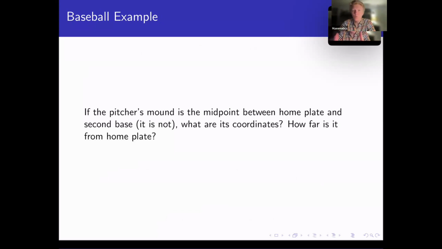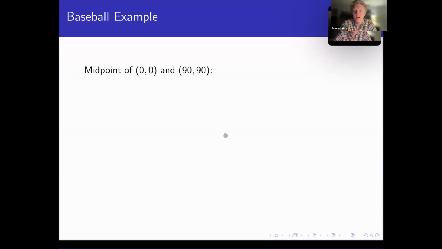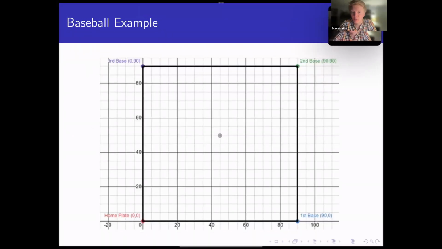Okay, well, what if the pitcher's mound is the midpoint between home and second base, which at an actual baseball field, it isn't quite, but let's just say it is. So how far is the pitcher's mound from home plate? Alrighty. Well, so let's say we have 0, 0, and 90, 90, and we want to find the midpoint for them. On a real baseball diamond, it's not actually halfway between 0, 0, and 90, 90, but let's pretend it is.